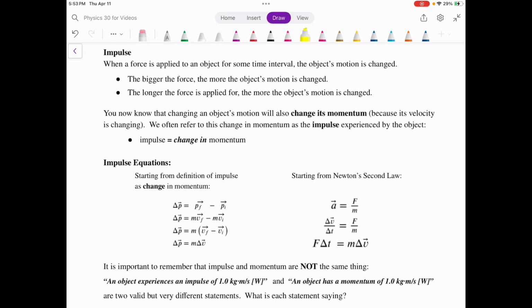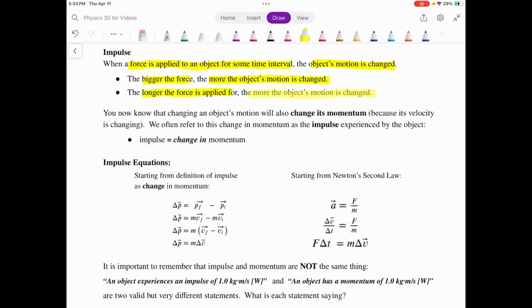But here we go. What is impulse? Well, to start talking about impulse, we have to first think about forces. So when a force is applied to an object for some time interval, we know that the object's motion is changed, right? Push something, you change its velocity. You change its motion. Now, the harder you push it, the more you will change the object's motion, right? Or the longer you push it, the more the object's motion will be changed, right?